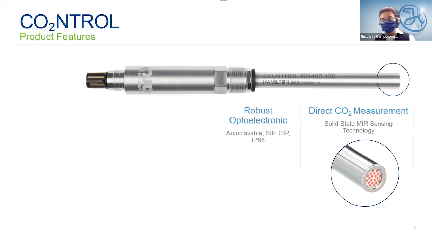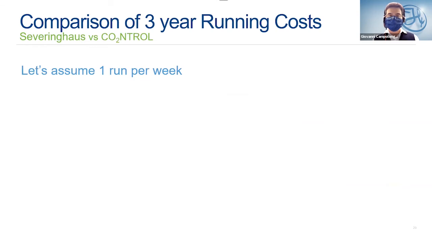But I keep saying it's a robust sensor. You remember the feature that I said at the beginning, it's maintenance free. What does maintenance free mean in concrete? Now, again, in order to explain that to you, we needed to have a comparison. And as a comparison, we can take the only other technology that is available to measure dissolved CO2, which is the Severinghaus one, so the adapted pH sensor.